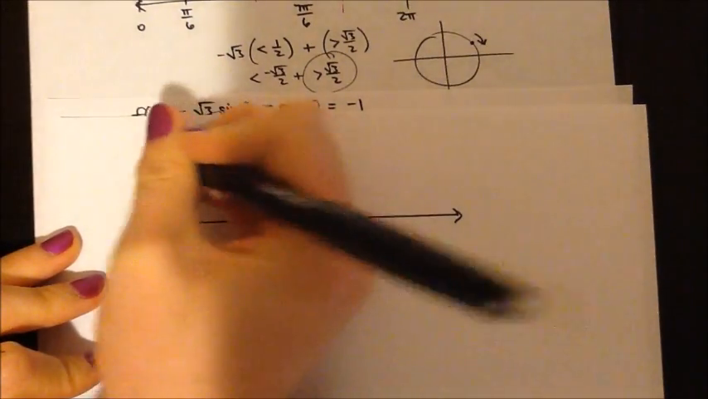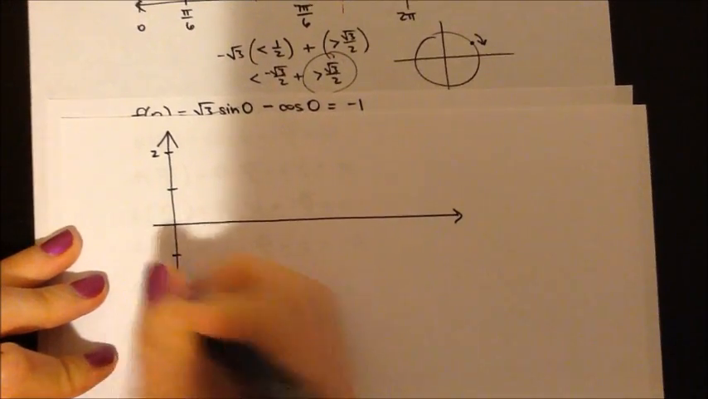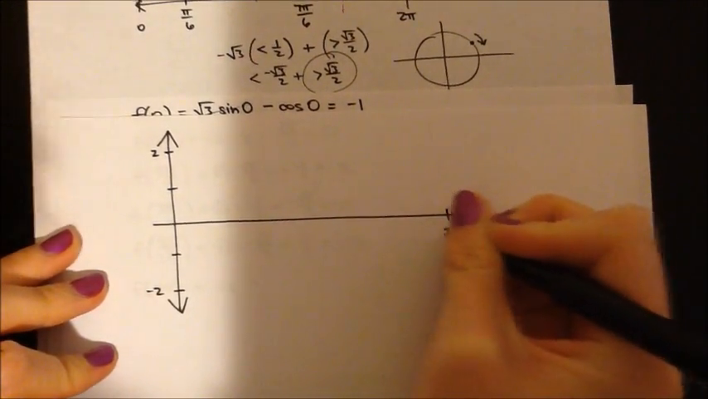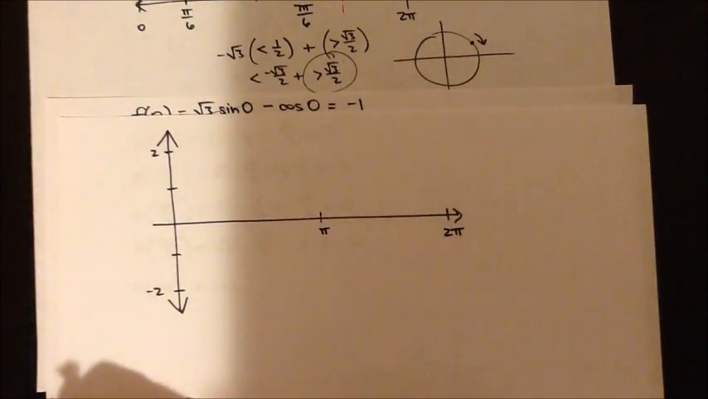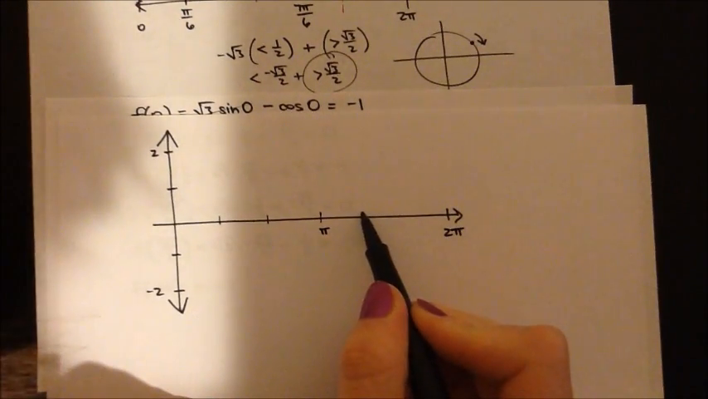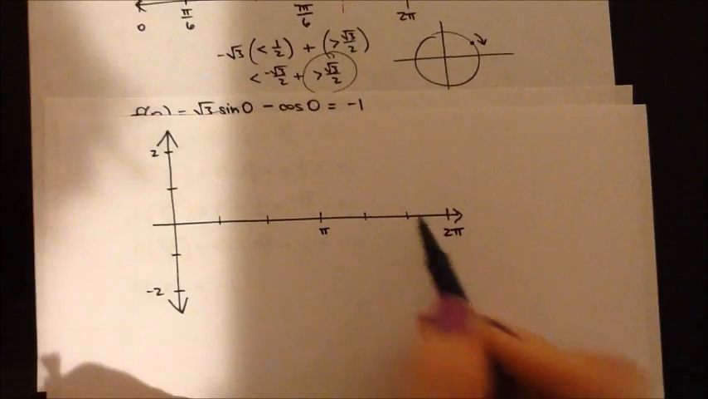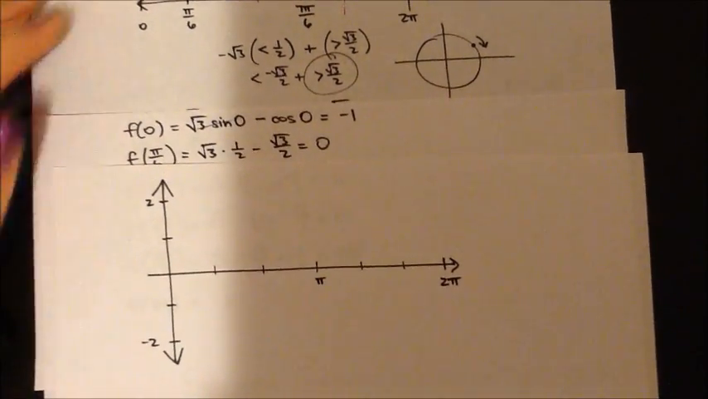Okay, so I've got 1, 2, negative 1, negative 2. Go all the way to 2 pi, so let's start splitting things up. So this will be pi. Then I can use that to split into thirds. So here's pi over 3, 2 pi over 3, 4 pi over 3, 5 pi over 3, and then I need the sixths as well.